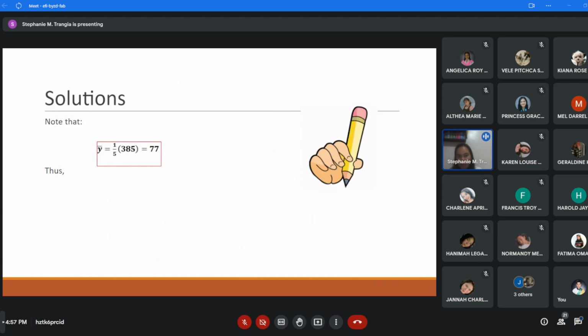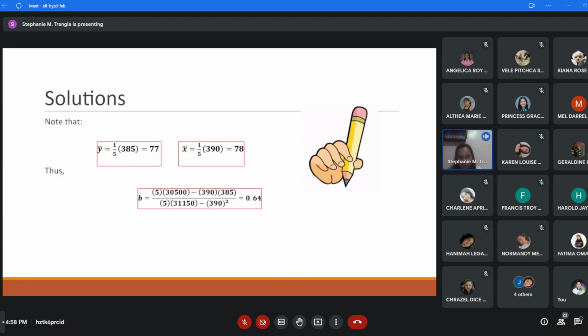So, Y bar is equal to 385, meaning the total of your Y divided by the number of students. Since there are 5 students, that's 385 divided by 5, which is equal to 77. Next is your X bar. Your X bar is equal to the summation of X, which is 390, divided by the number of students you have, that's 5. So 390 over 5 is 78. Next, your B.